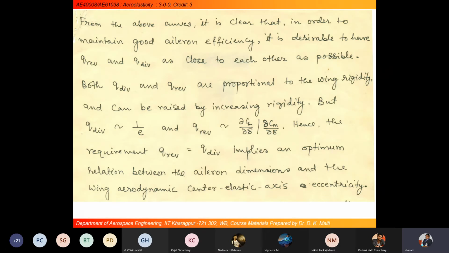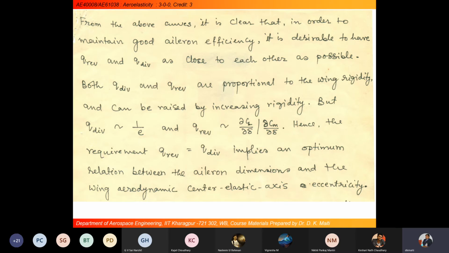Now, from the above curves, it is clear that in order to maintain good aileron efficiency, it is desirable to have Q reversal and Q divergence as close to each other as possible. Both Q divergence and Q reversal are proportional to the wing rigidity and can be raised by increasing rigidity, but Q divergence is proportional to 1 by e, whereas Q reversal is proportional to del CL by del delta divided by del Cm by del delta.